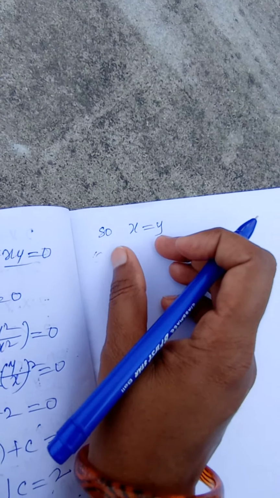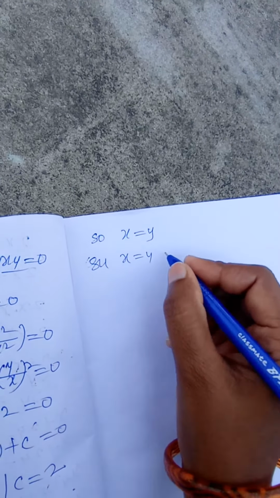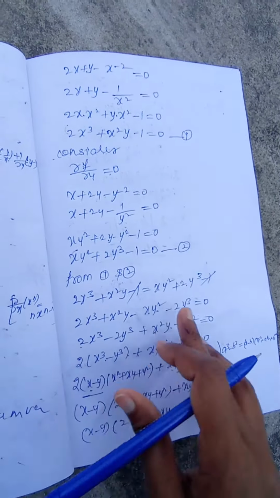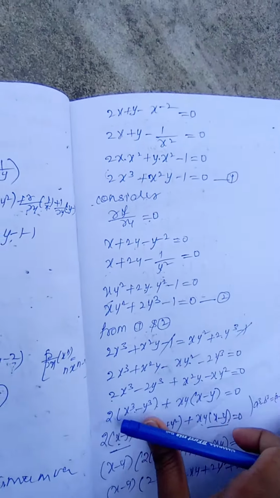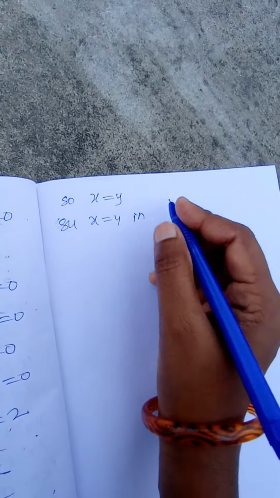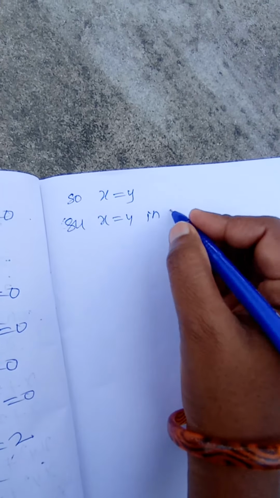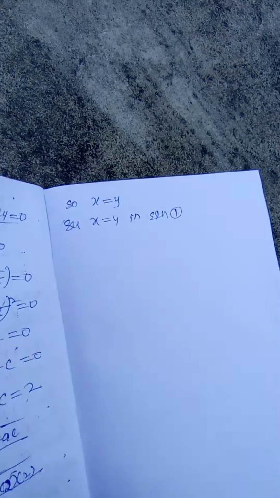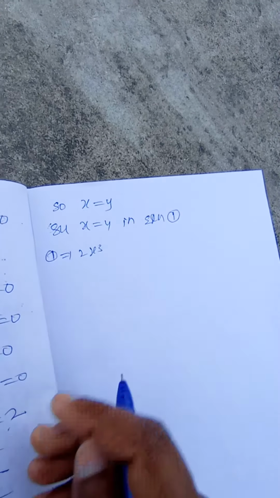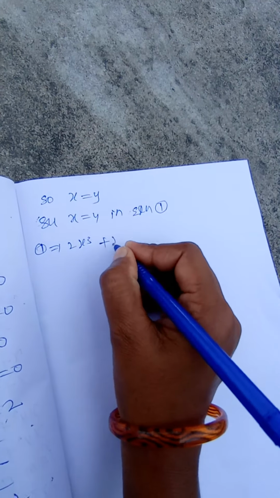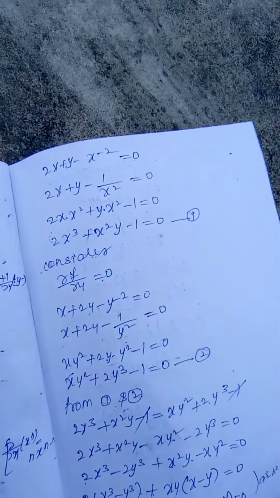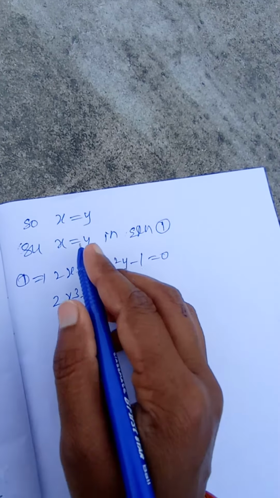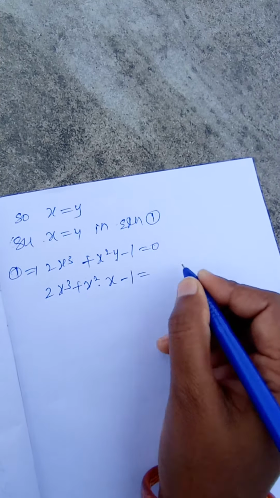Find x and y values. Substitute x equal to y in equation 4 and in equation 1 or equation 2. So substitute x equal to y in equation 1. Equation 1 is 2x cube plus x square y minus 1 equal to 0. So this is 2x cube plus x square, substitute the y value as x, minus 1 equal to 0.